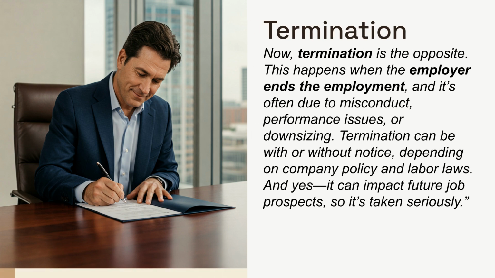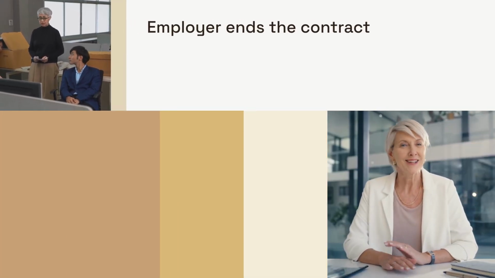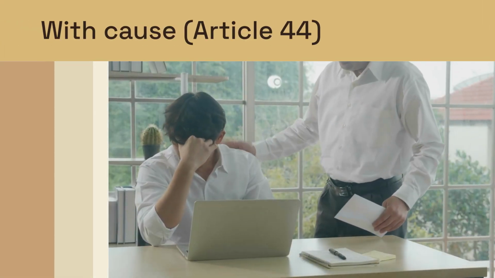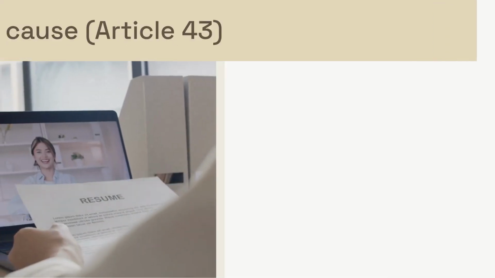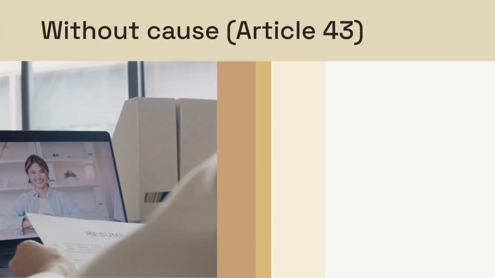Termination is when the employer ends your employment contract. Termination can happen with cause or without cause. Cause means serious violations, like dishonesty or repeated absence. With cause, there's usually no notice required, and you may not receive end-of-service benefits. Without cause, your employer must provide notice and pay all dues like gratuity and unused leave.